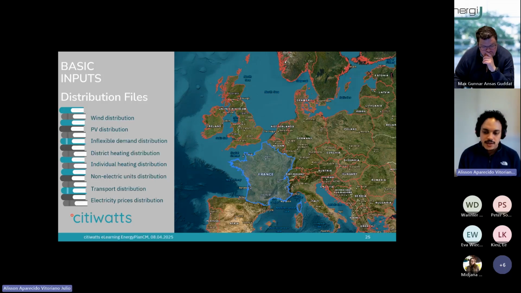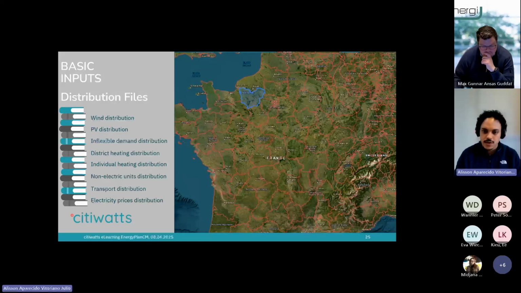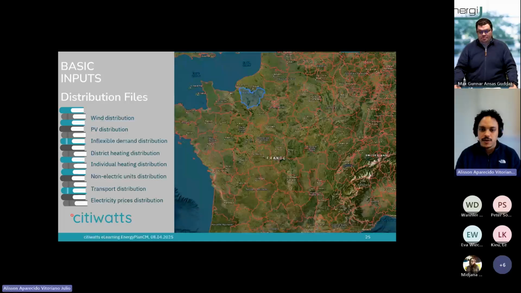So if the user decides that another library would be more fit to the analysis, for example, if you are on a determined region that you think it can be more fit to use another country, you can do that, and then just select which distribution libraries you want to use.